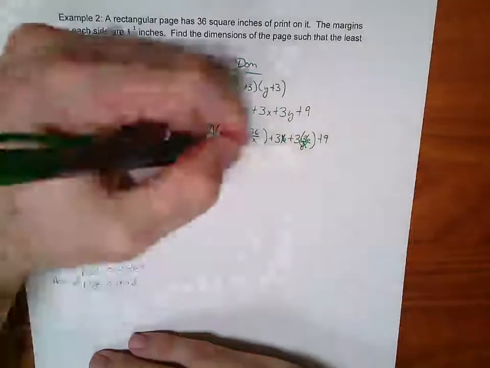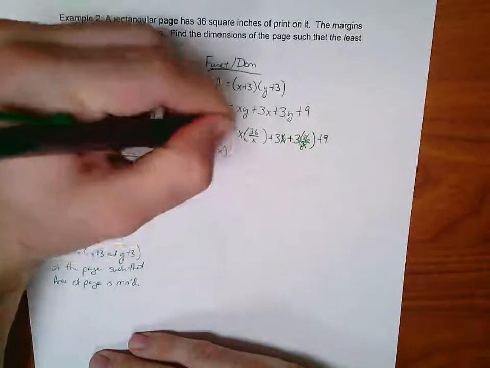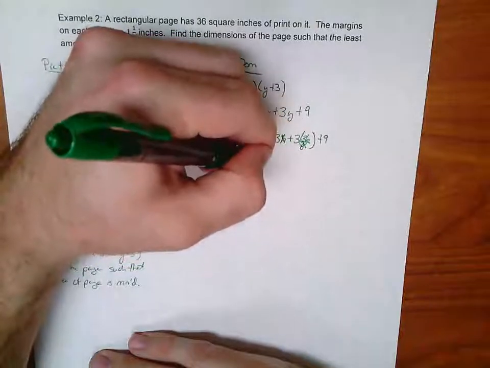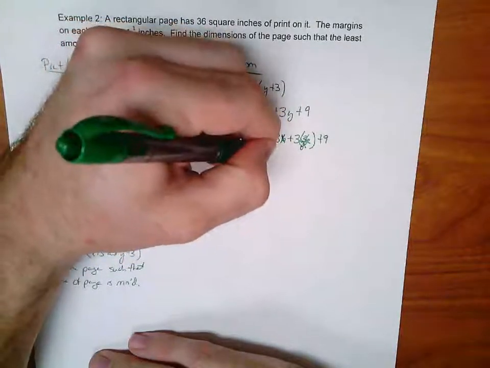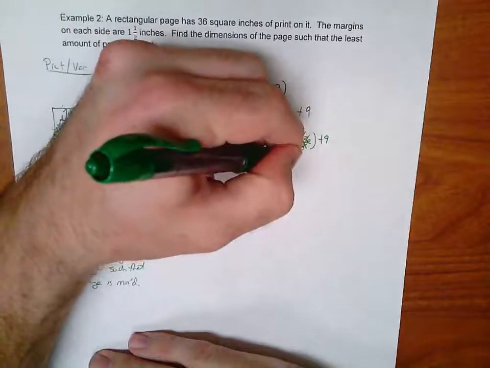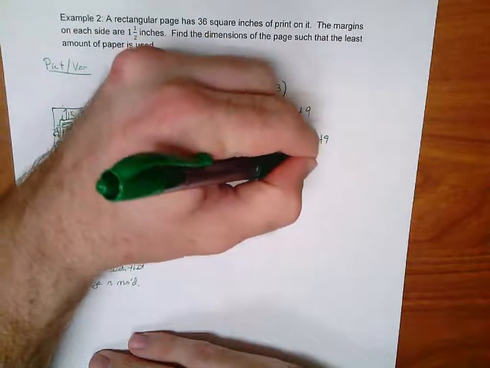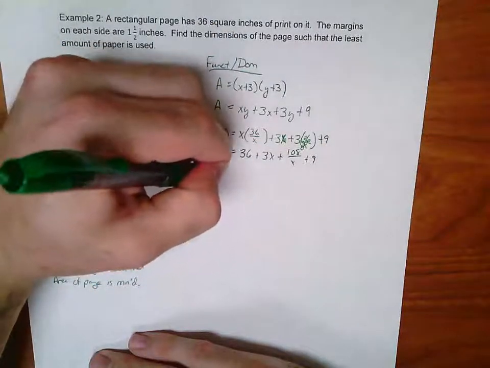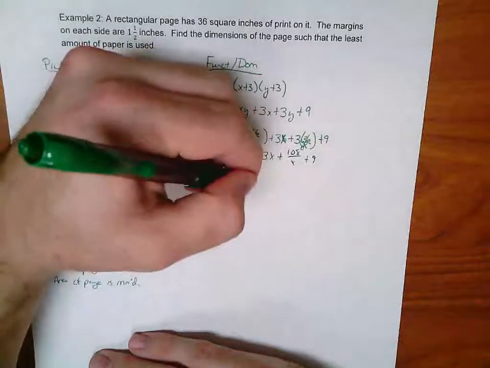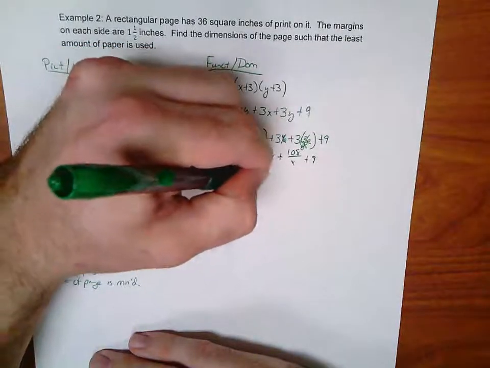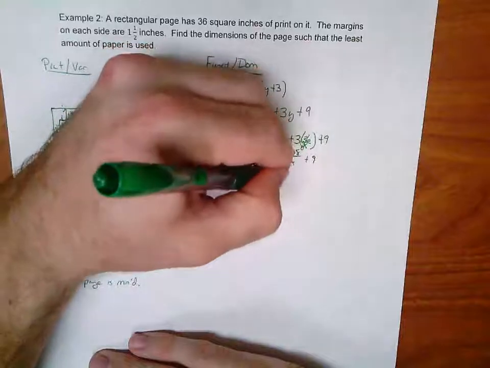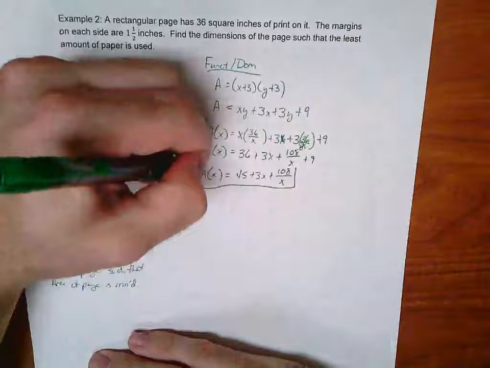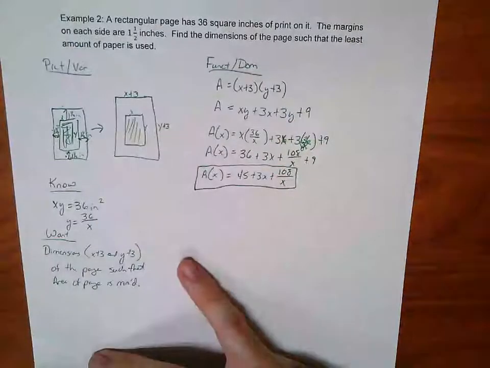And so then cleaning that up, we get A of x equals 36 plus 3x plus 108 over x plus 9. And simplifying that, we end up with A of x is equal to 45 plus 3x plus 108 over x. So there's our area function in terms of just the variable x.